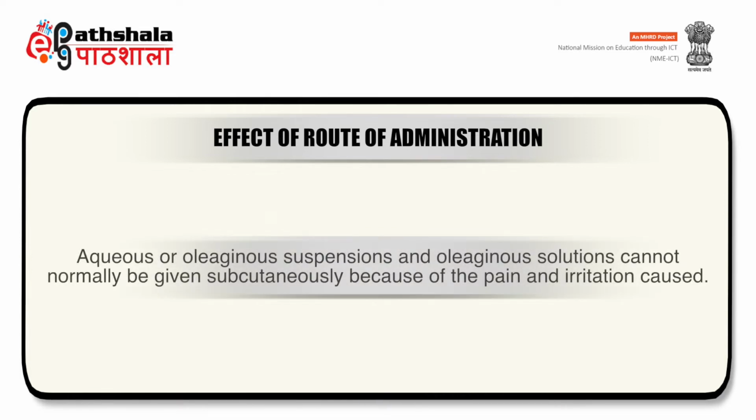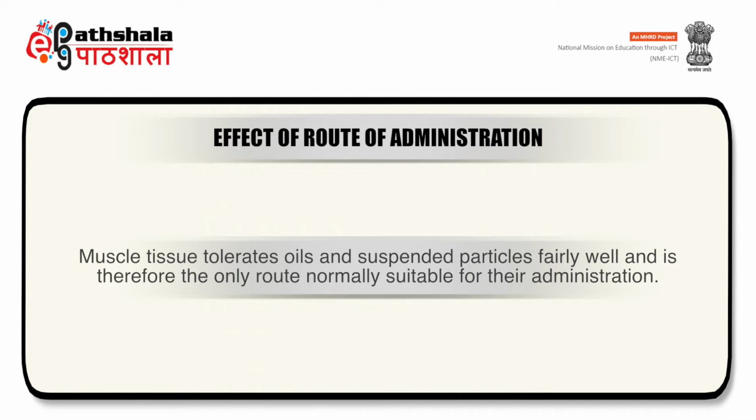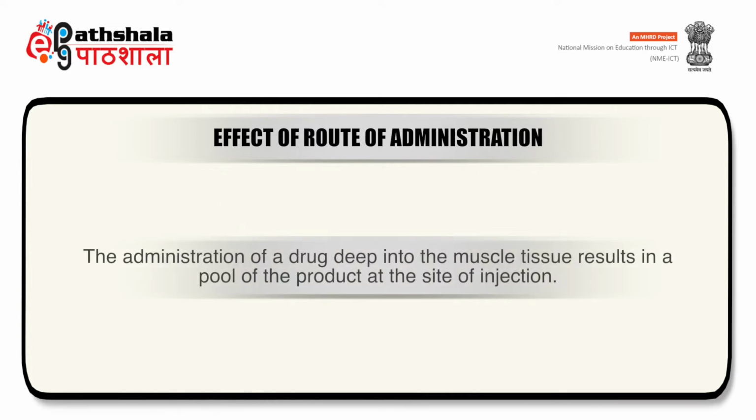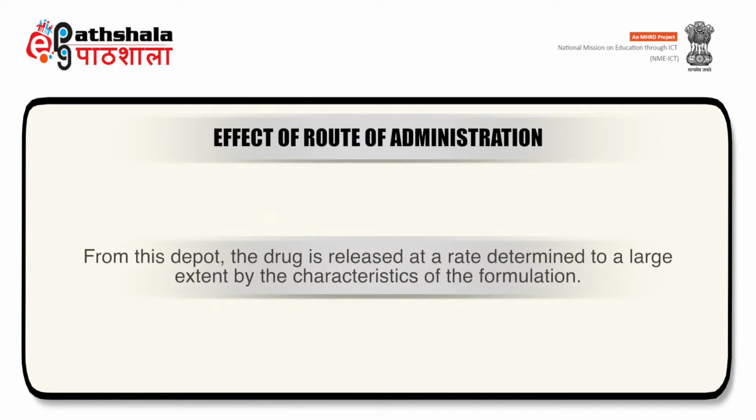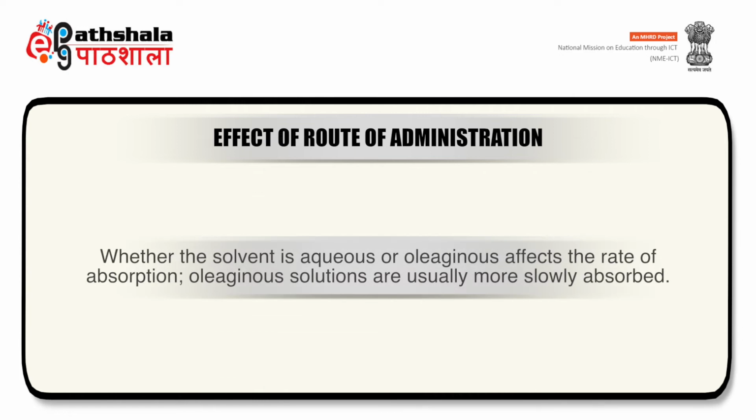Aqueous or oleaginous suspensions and oleaginous solutions cannot normally be given subcutaneously because of the pain and irritation caused. Muscle tissue tolerates oils and suspended particles fairly well, and is therefore the only route normally suitable for their administration. The administration of a drug deep into muscle tissue results in a pool of the product at the site of injection. From this depot, the drug is released at a rate determined to a large extent by the characteristics of the formulation. Whether the solvent is aqueous or oleaginous affects the rate of absorption.